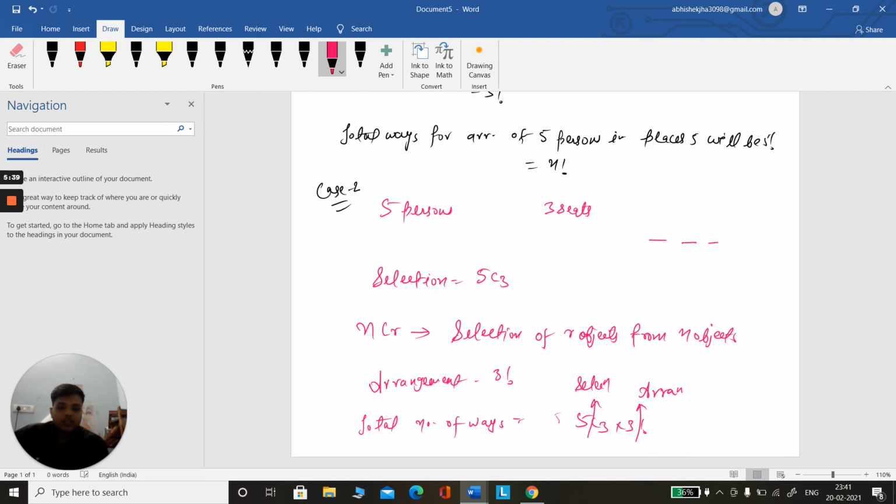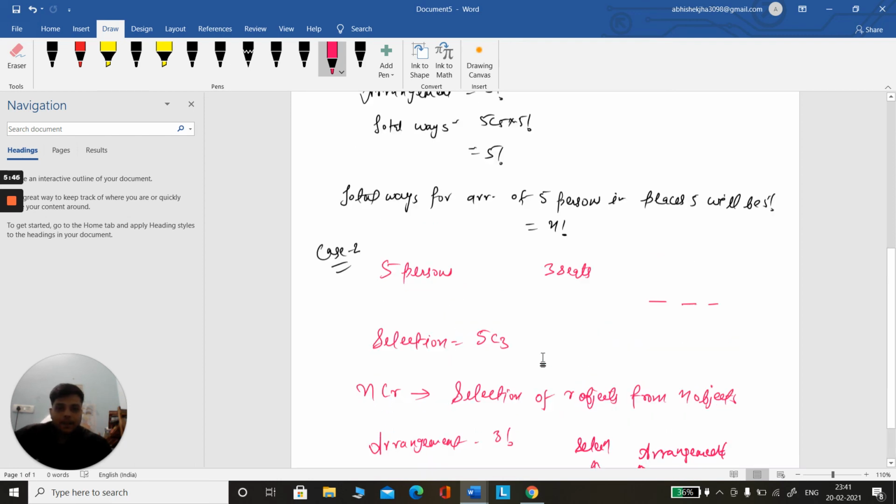So this is basically permutation and combination. This is the basic formula. I hope you have got this topic clearly.